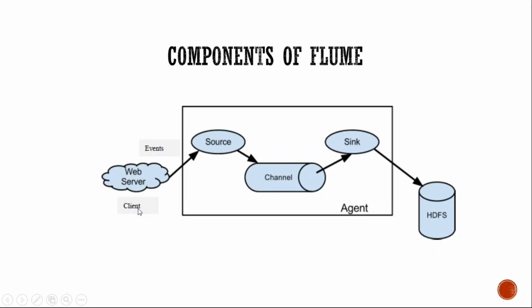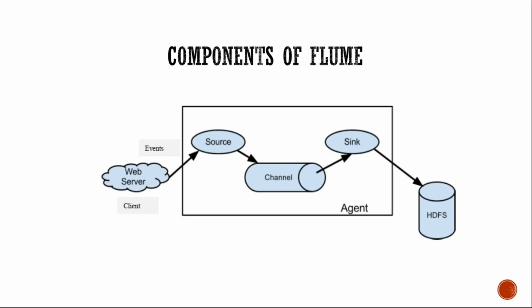Your web server and all these other things I was talking about are called clients. And every occurrence of whatever this client does is called an event. Whenever an event occurs, the data goes to the source, and the source is configured to understand what the input is and where it has to put the data. Generally, the source puts the data into something called a channel.